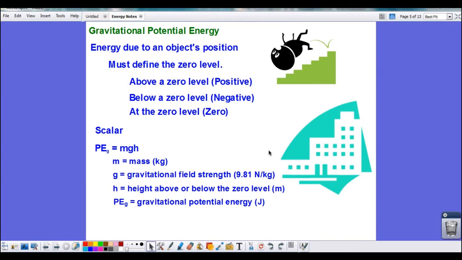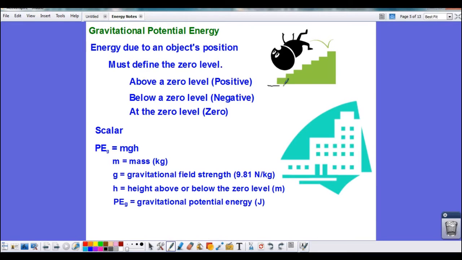Okay, we're going to go ahead and look at gravitational potential energy. Gravitational potential energy is energy due to an object's position. It's due to the height of an object. Now, when we talk about this, we must define the zero level, because where we place the zero level is going to impact what value we get for the gravitational potential energy.